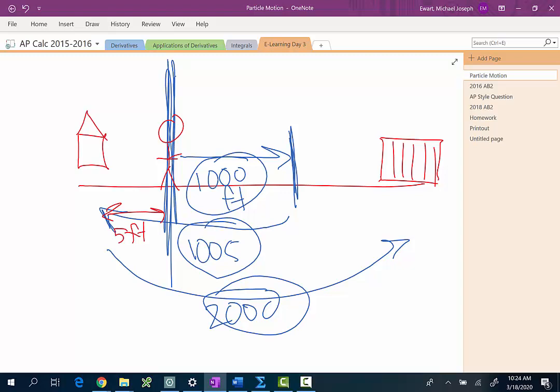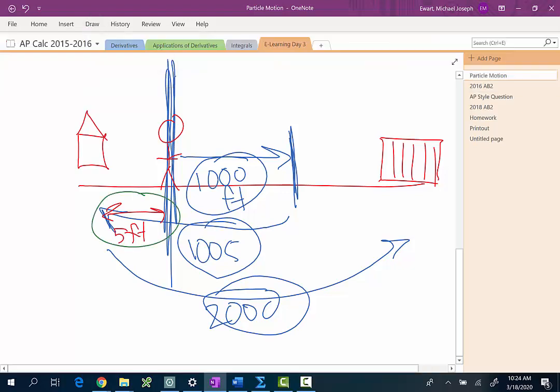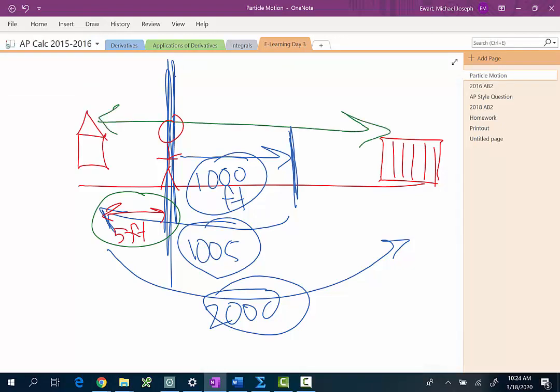Whereas position is totally different. If I was doing position on here, on position, I would care about the starting 5, and I would then only care about basically the difference between my house and the school, because that's where I ended up.